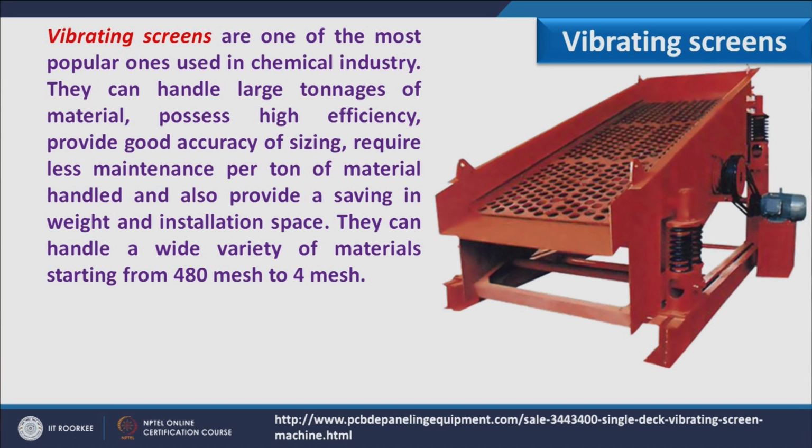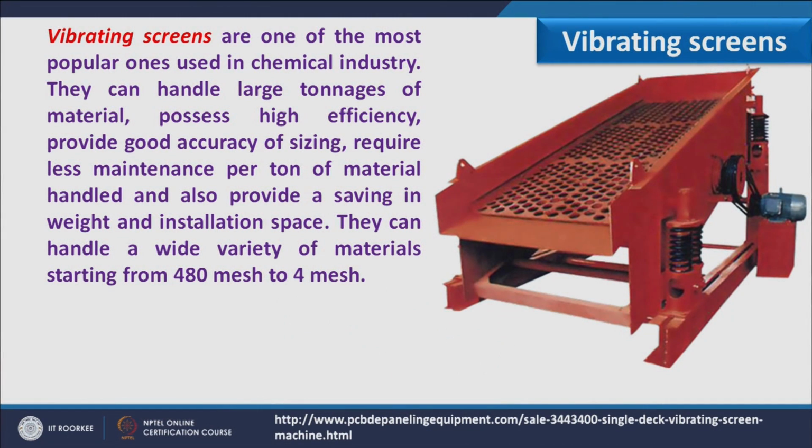Vibrating screens are one of the most popular ones used in the chemical industry. They can handle large tonnages of material, possess high efficiency, provide good accuracy of sizing, require less maintenance per ton of material handled, and also provide a saving in weight and installation space. They can handle a wide variety of materials starting from 480 mesh to 4 mesh. So, these are mostly used in the chemical industry.